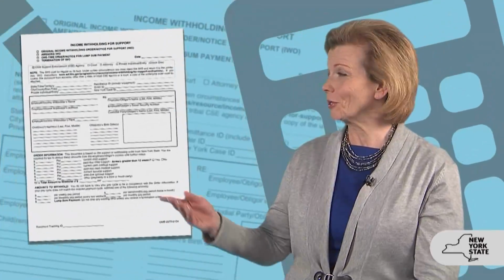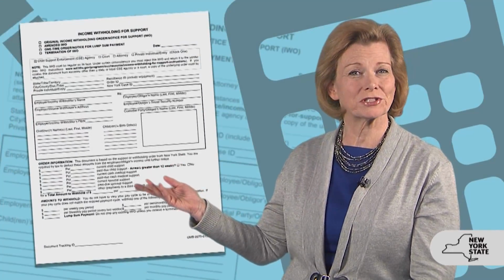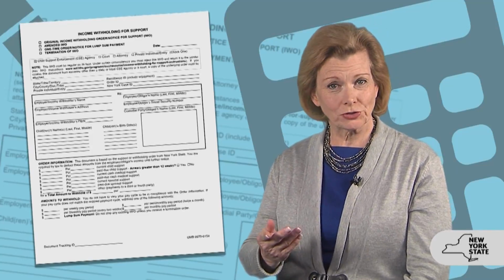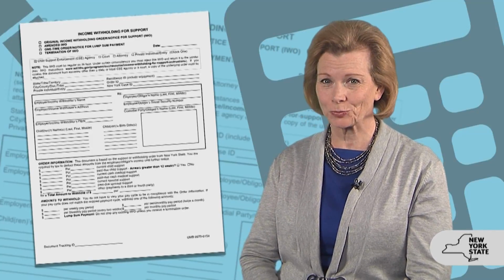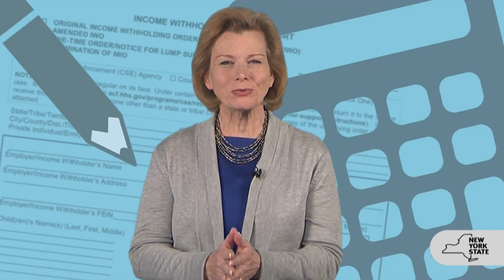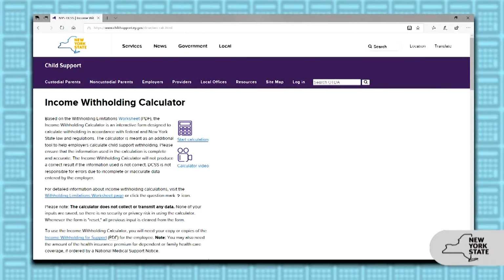This notice is the official New York State Income Withholding Order, or IWO, and it requires you to withhold income for child support obligations. You may wonder if the amount to be withheld is too much in relation to the employee's earnings. By using the online Income Withholding Calculator, you can see if that is the case.